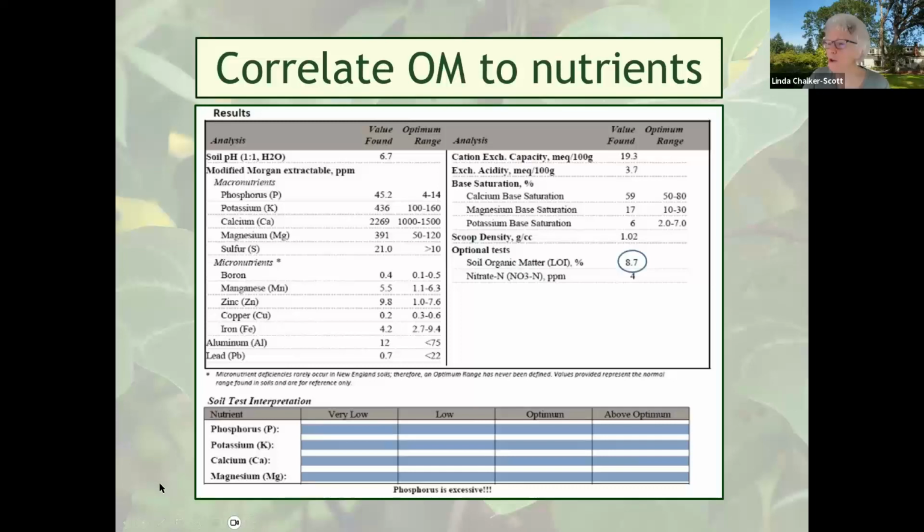So with this one, you can see that the organic matter is 8.7%, which in our old way of thinking was perfect, right? But then we look at our nutrients and they're all off scale. They're all above optimum. And I prefer to consider this to be toxic as opposed to better than good, because it's not better to be more than optimum. It actually is really damaging to plant and soil health.